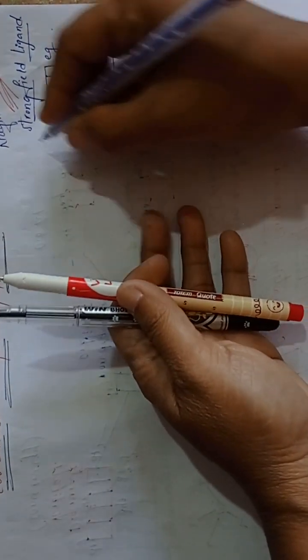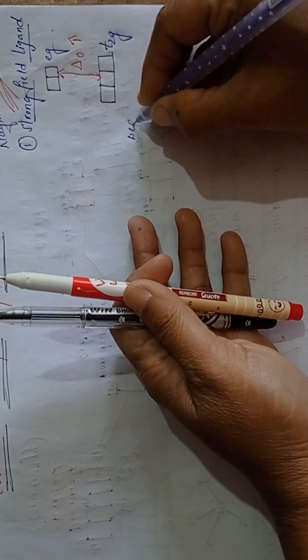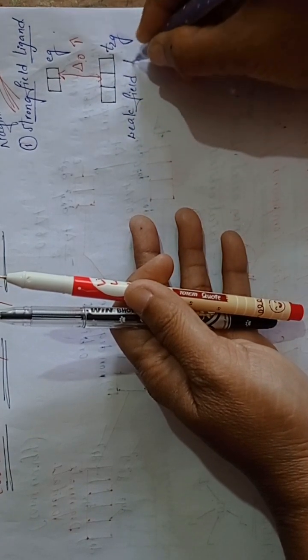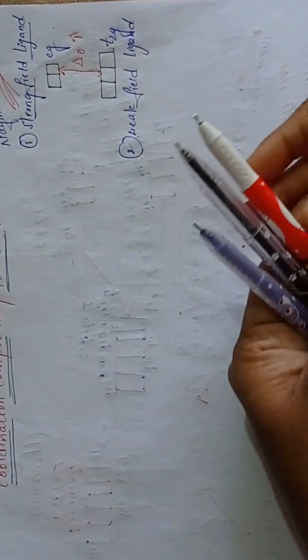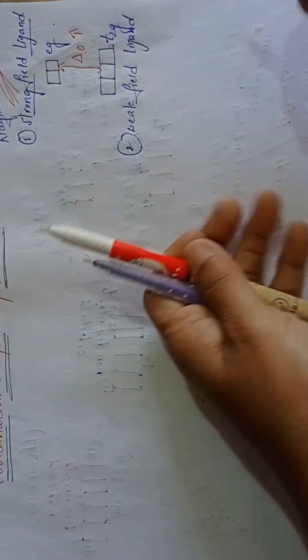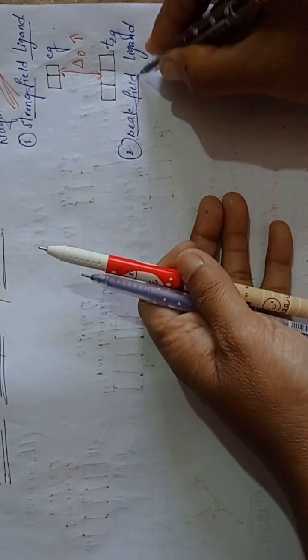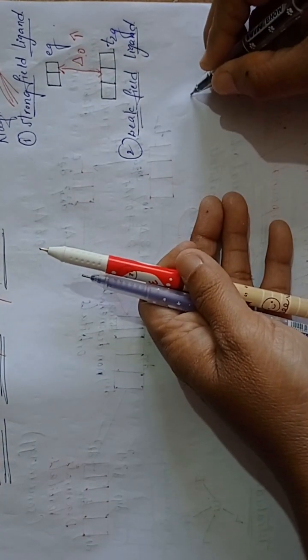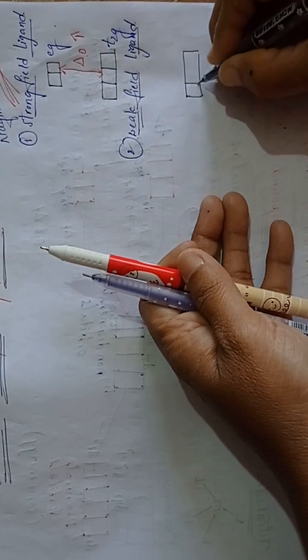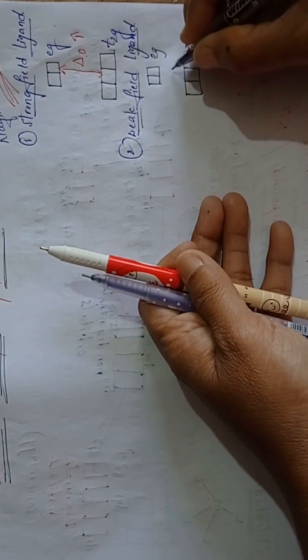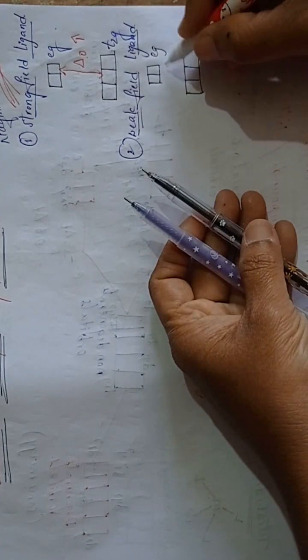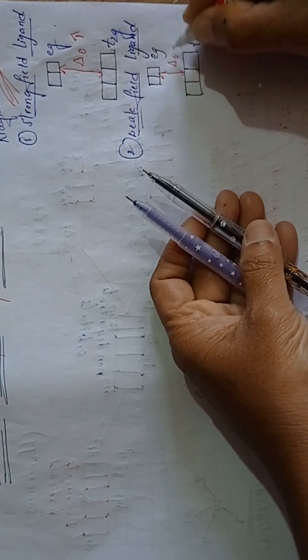Now see here, I am taking the weak field ligand. What about in the case of weak field ligand? Again T2G and EG, but it is a weak field ligand now. So T2G, and this is EG. But the splitting is less. This is the splitting, this value is less.